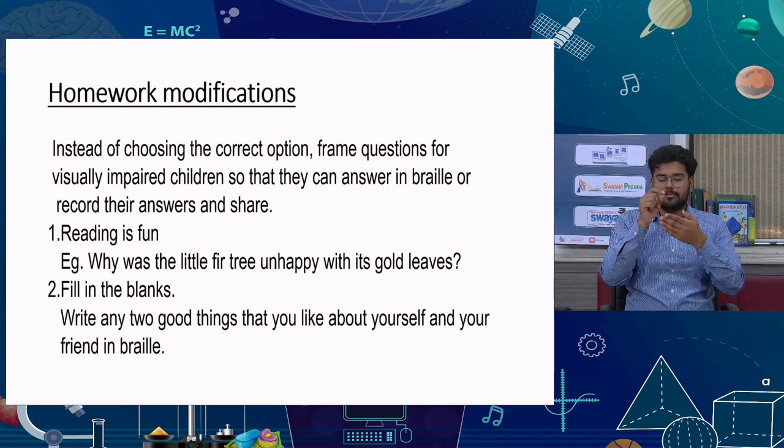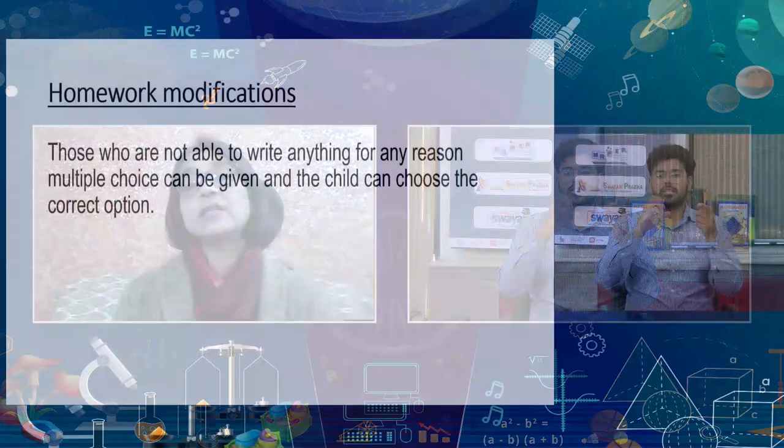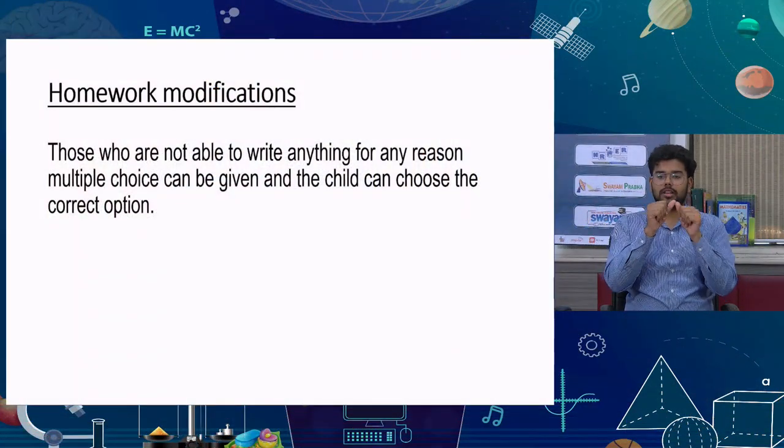Similarly, for the fill in the blanks, write any two good things that you like about yourself and your friend in braille. You will enjoy doing those two answers. And there would probably be some children who may not like to write anything for any reason. They have to be given multiple choice questions so that they can choose just the correct option. That's how it should be. Those are the modifications we have for the children.